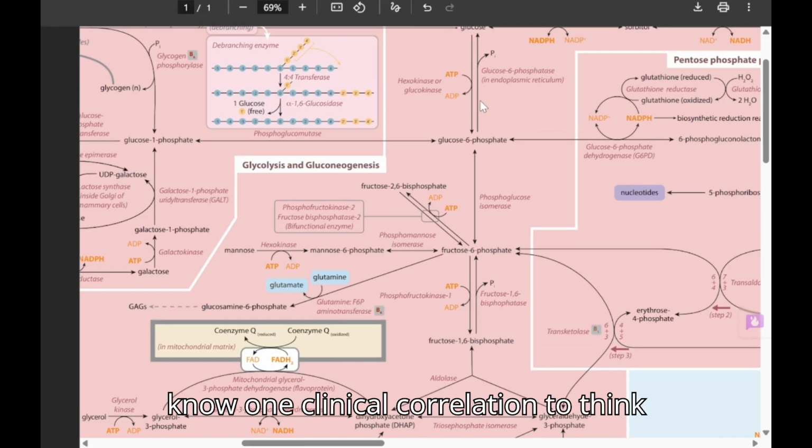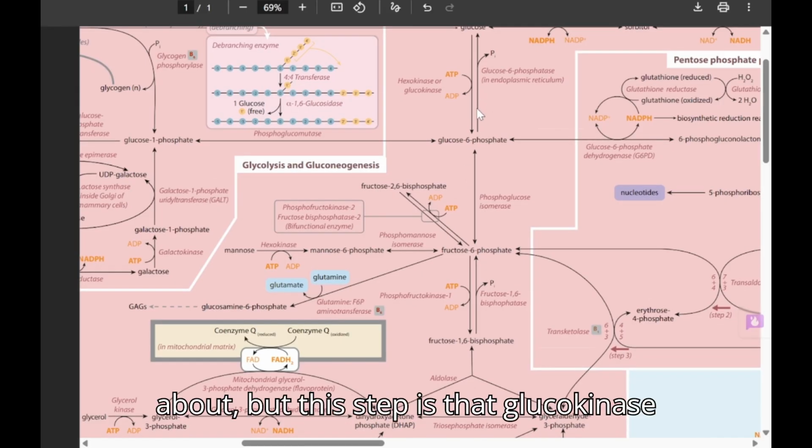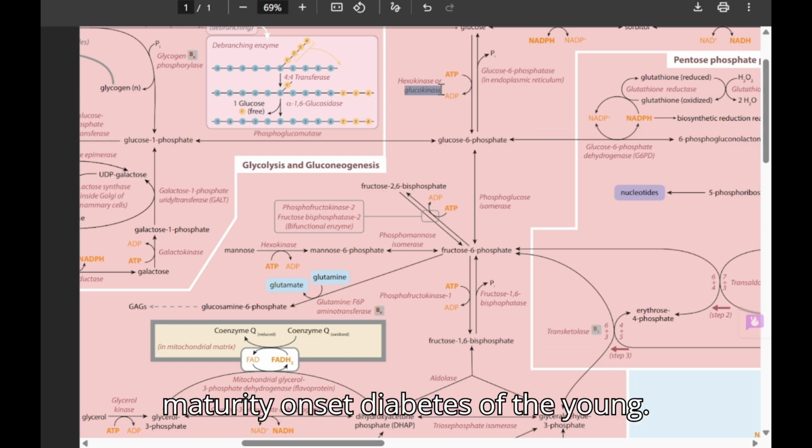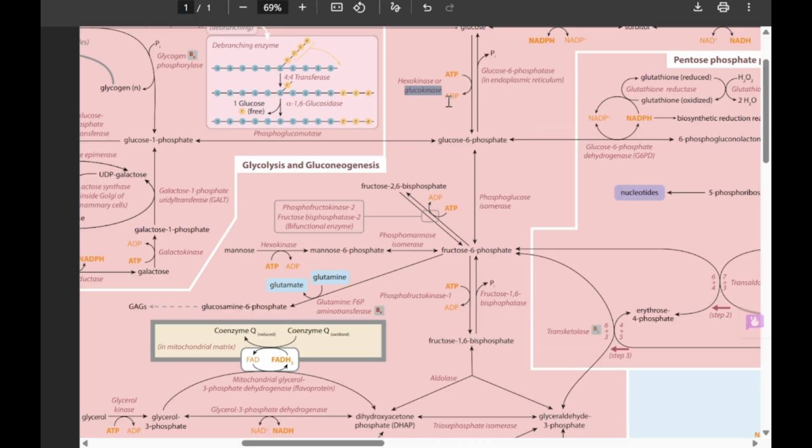And then one clinical correlation to think about with this step is that glucokinase mutations are linked to MODY, or maturity onset diabetes of the young.